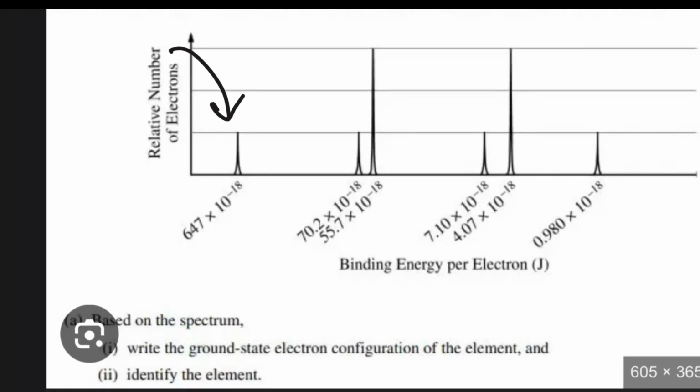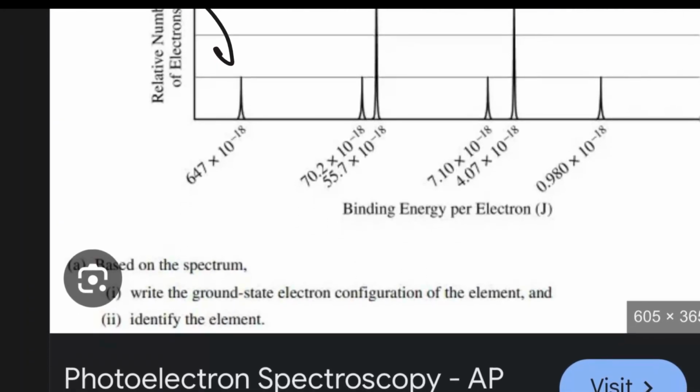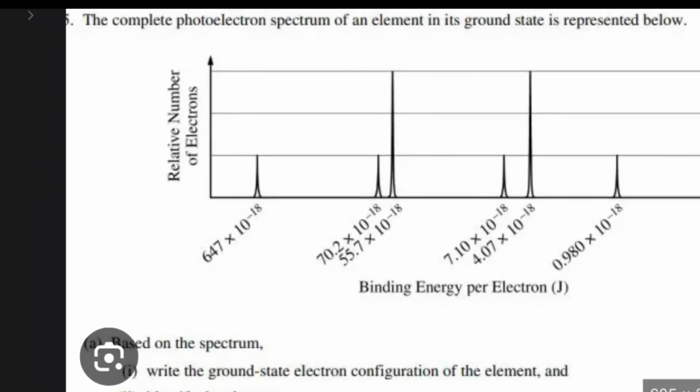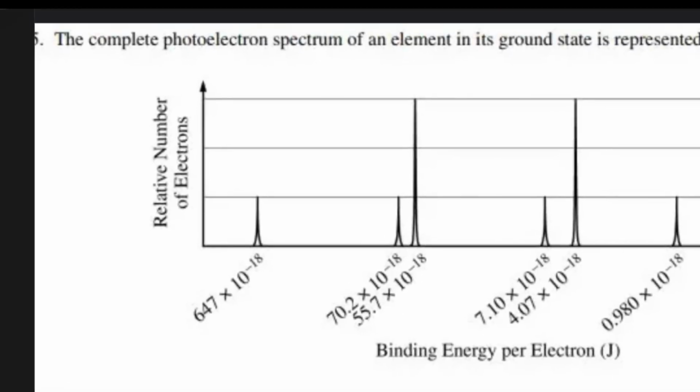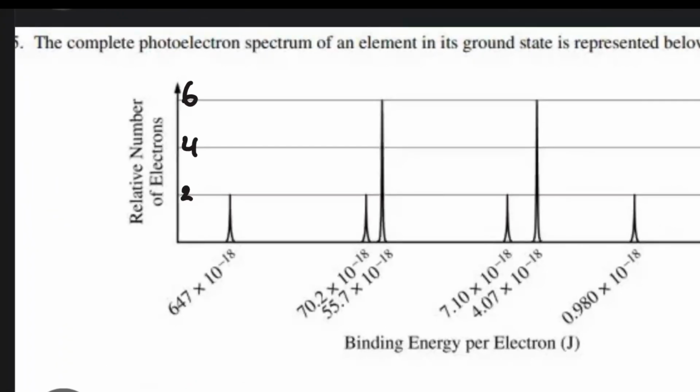So let's write the question. It says to write the ground state electron configuration of the element. And for here, don't get tricked. They're in intervals of 2. So this is 2, this is 4, 6. And just to figure that out, the s block can hold 2, and so on, right?